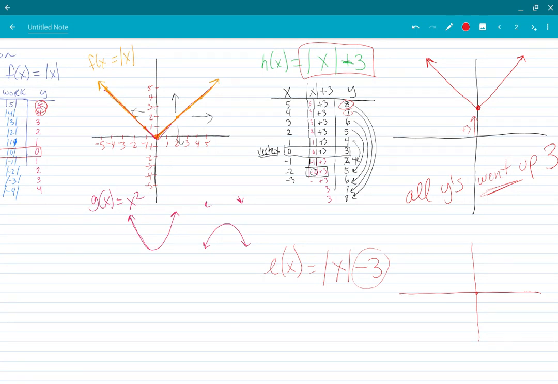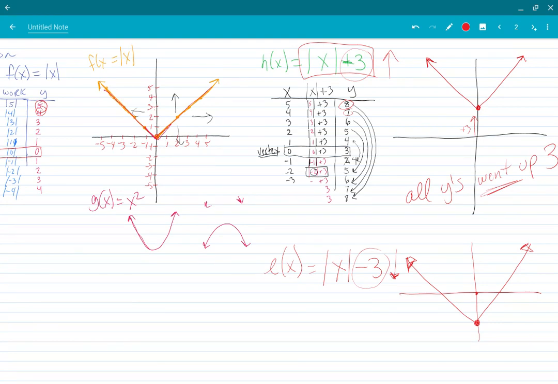Okay, a couple of you guys on my chat are saying down 3. Yes, so my old vertex, I bring it down 3. 1, 2, 3, and I have the same V shape. Nothing else changed, okay? So this number out here tells you whether it's going to go up or it's going to go down, okay?